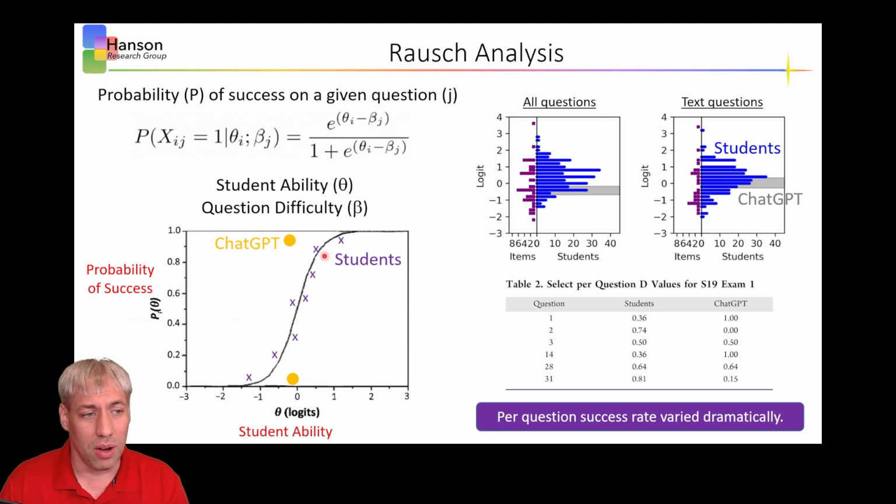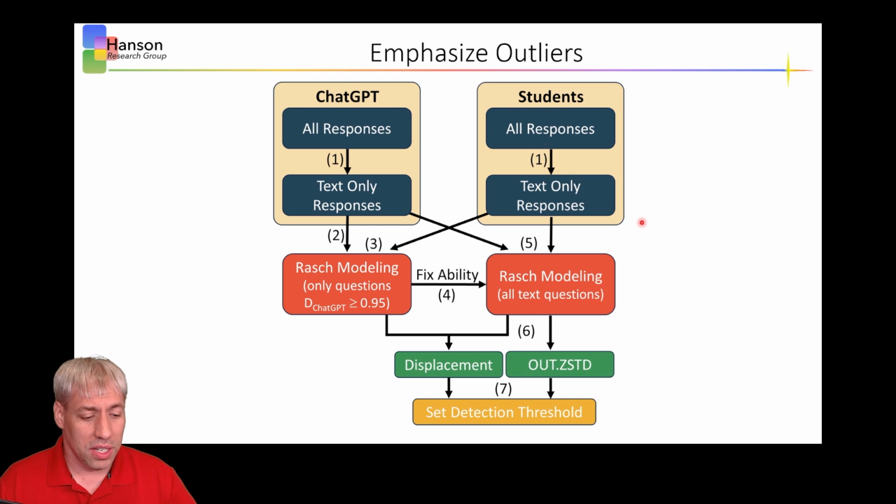The point is that they're outliers or outfits on this particular model. And so what we did is we used this fitting statistic and we amplified it through this process. I won't go through the details, but basically we take the text-only responses, look at the questions where ChatGPT did really well, fit it with Rasch modeling, fix that ability, fit it again for all questions, and then we looked at displacement, which is the change in ability, and the outfit statistic, and then set a detection threshold. You can read about these details in the paper.